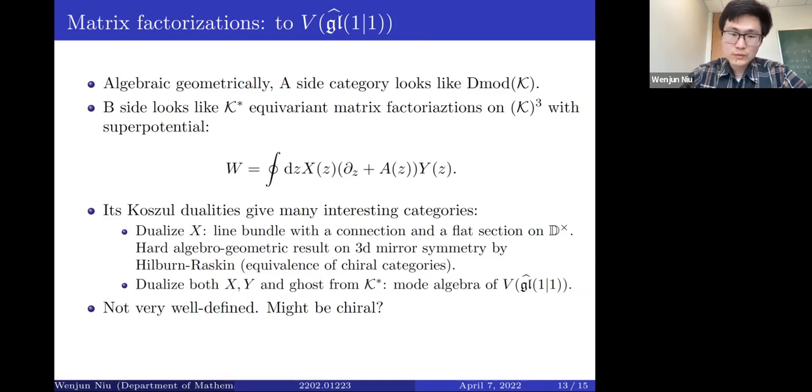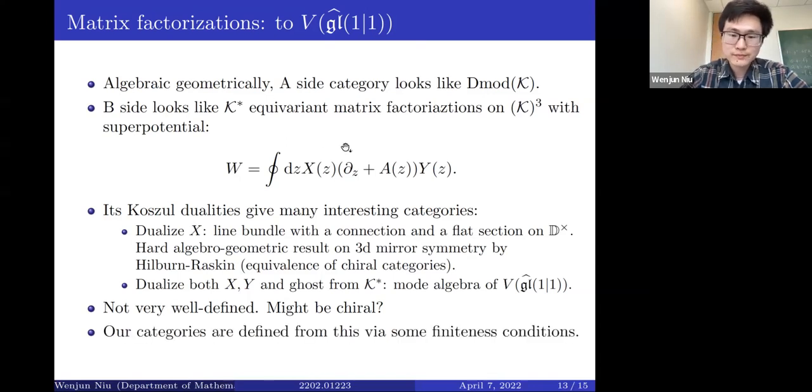But what I want to say is that there is a way. First, let me say that the categories that we studied, the category of beta gamma as well as the Cauchy-Lucci category, come from some kind of finiteness restraint from these big possible categories. So I can say a little bit about GL1/1. The Cauchy-Lucci category can be thought of as matrix factorizations that are supported on regular singular connections.